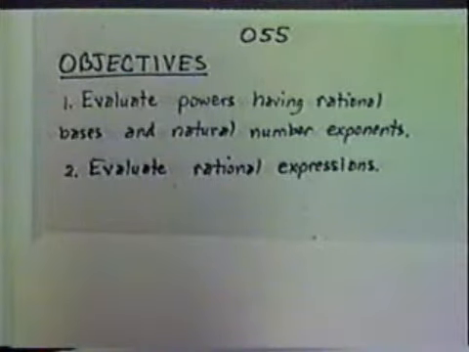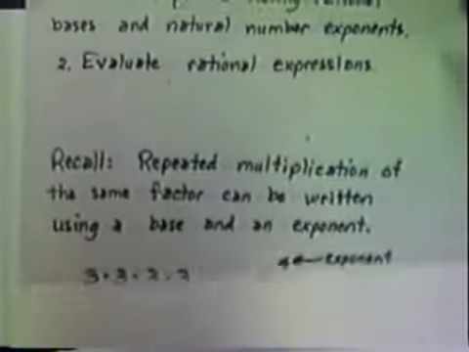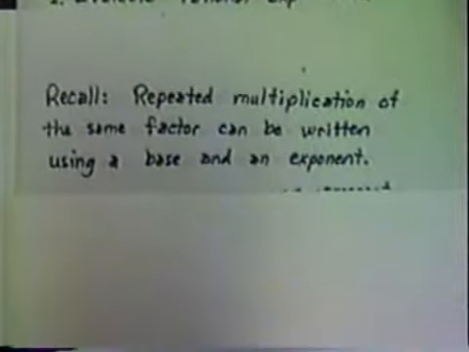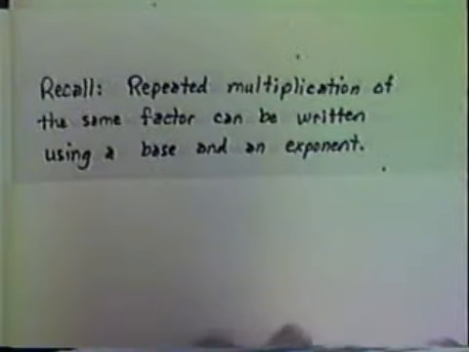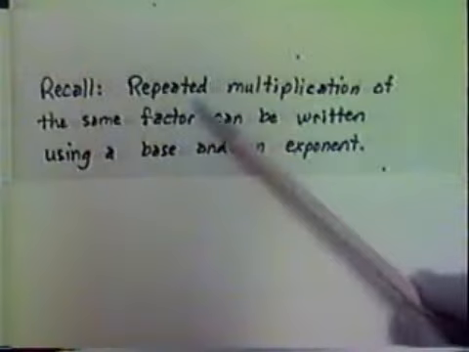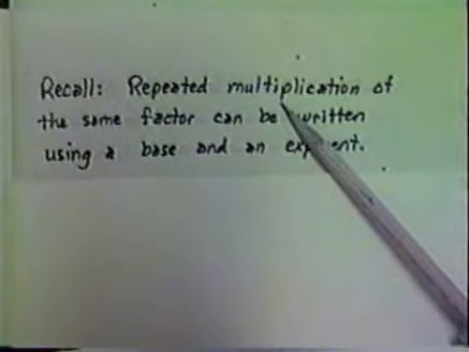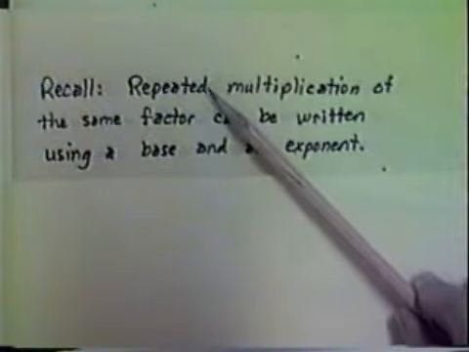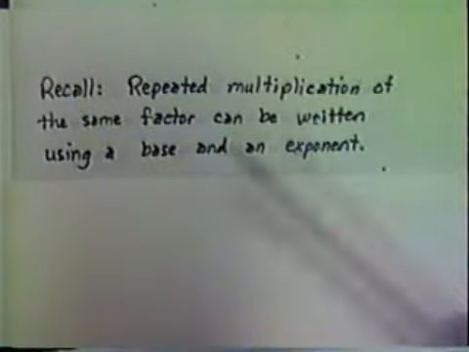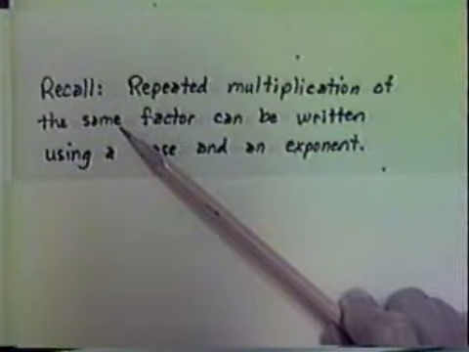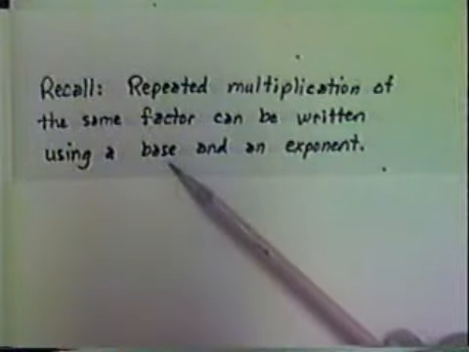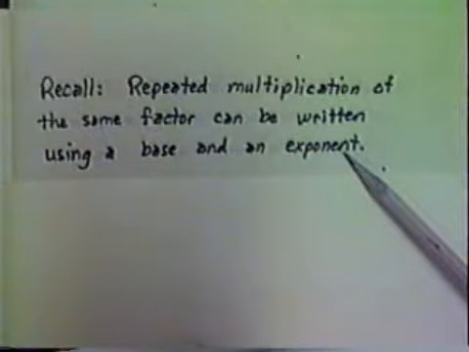We'll begin with powers, and you need to begin by recalling what a power means and how we write such a thing. Repeated multiplication of the same factor can be written using a base and an exponent. Repeated multiplication, we're multiplying something repeatedly over and over again.